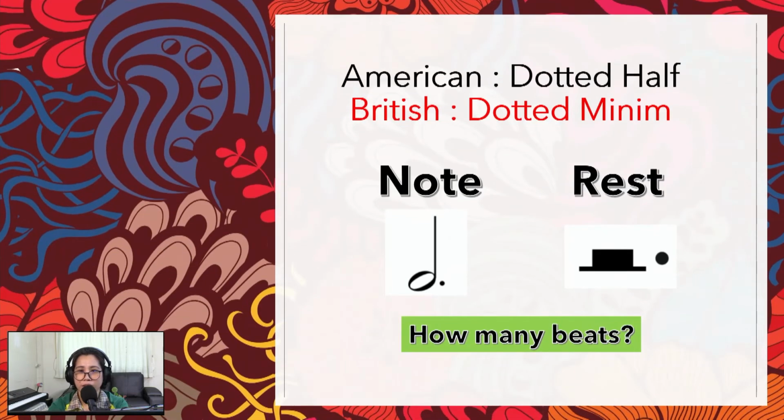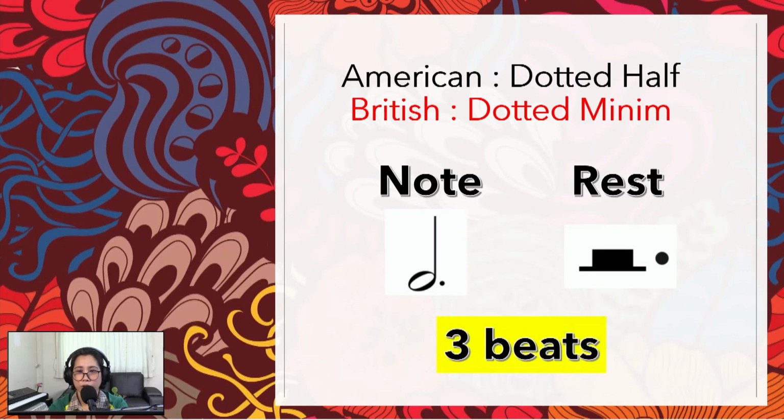Next. For the dotted half or dotted minim note and rest, how many beats does this note or rest have? I'll be giving you 5 seconds to give your answer. 1, 2, 3, 4, 5. Answer. The answer is 3 beats. 3 beats for the dotted half or dotted minim note or rest.